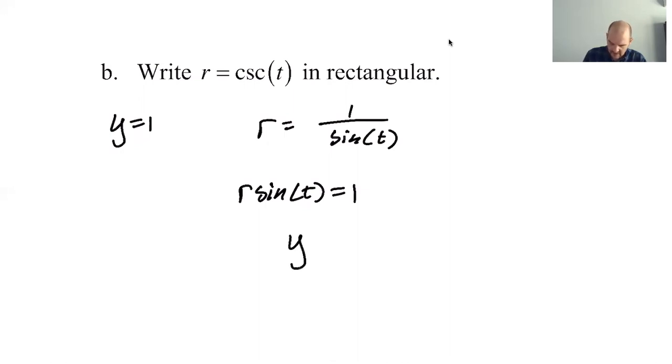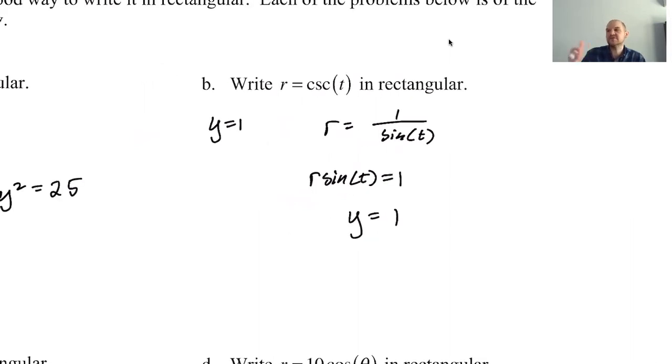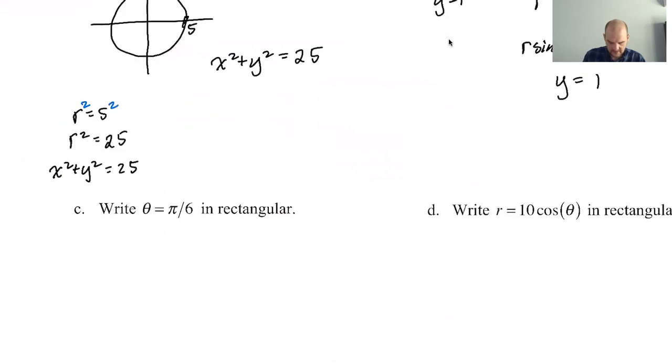R sine is equal to y, so y equals 1. Another one, you just got to know the formulas. If it was r equals secant, I would have said secant goes with cosine, cosine goes with x, it's x equals 1. And then you can go back and do the work, but knowing the answer ahead of time is super helpful. So make sure you do.